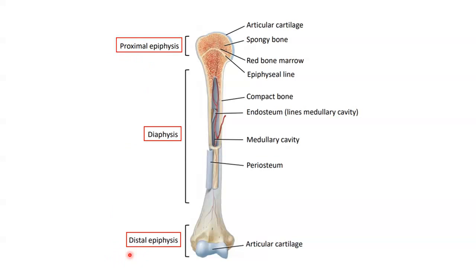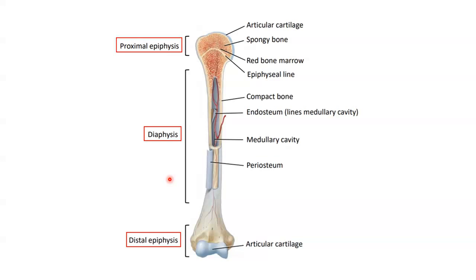We then have metaphyses, which are actually not labelled here, and I don't particularly need you to be able to identify these, but the metaphyses are the regions of bone between the diaphyses and the epiphyses. In growing bone, each metaphysis contains an epiphyseal plate, which is a layer of hyaline cartilage which allows the bone to grow in length. So that's why this region is important.